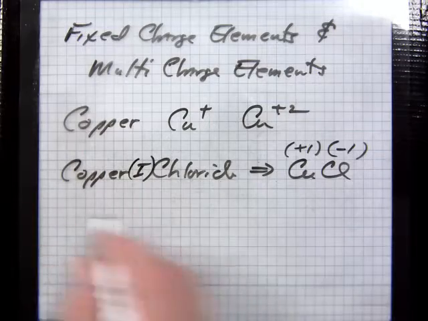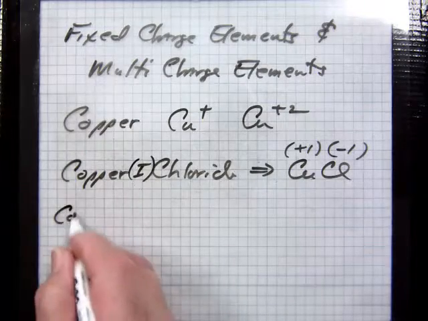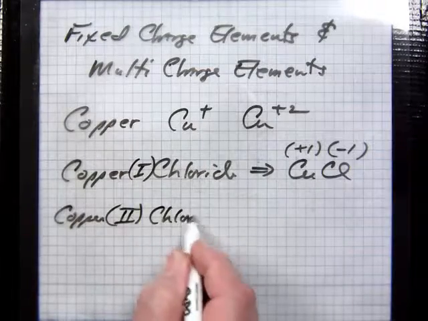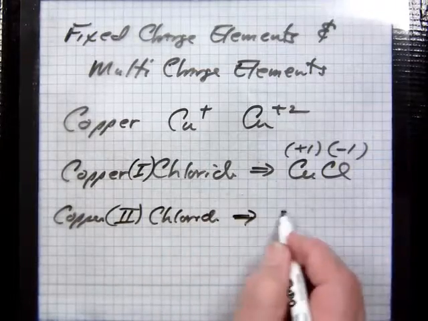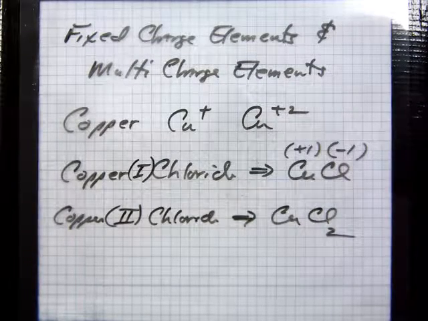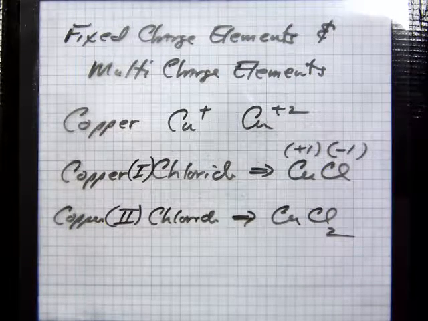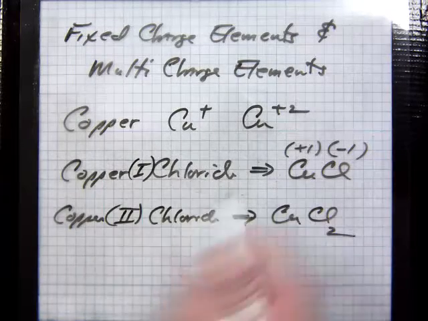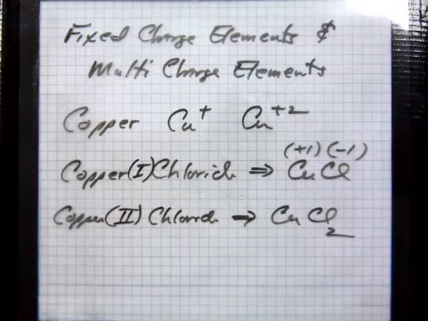Okay, and if you have copper 2 identified, chloride, then you would have a copper, and you'd have to put a subscript, because you'd have to carry 2 negative 1 to cancel out the 2 positive 1 on the copper. But those are called variable charge elements.